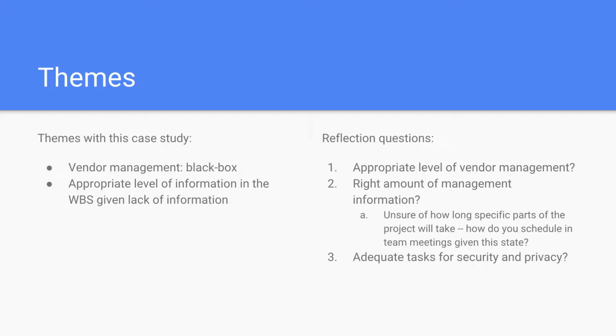We've identified three reflection questions that we would love to get feedback on from the group. First, is there the appropriate level of vendor management in this plan? Second, do we have the right amount of management information? When you don't know how long specific parts of the project will take, how do you structure in-team meetings, and how does this appear in the work breakdown structure? The third reflection question, do we have adequate tasks for security and privacy?